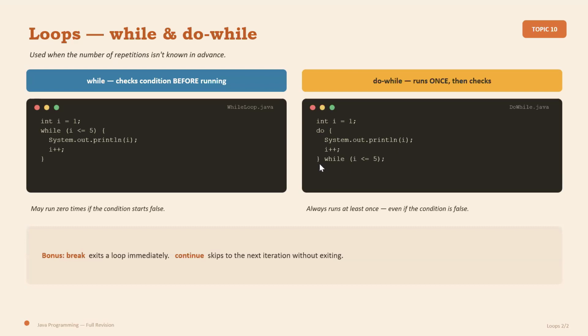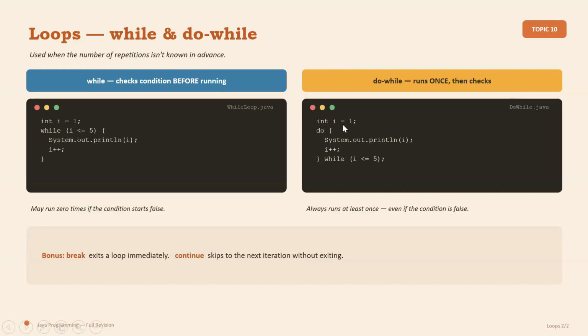So a while loop checks the condition first. The first one is a while and this is a do while. So a while loop checks the condition first, and if the condition is false from the beginning, the loop will not execute at all. And then do while loop executes the code first and then checks the condition. So this means the loop body will always run at least once.